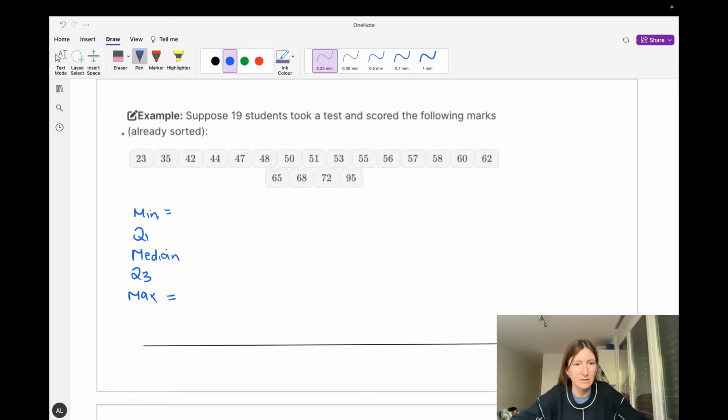Minimum and max, super easy. 23 is my minimum value. 95 is my maximum value. Now, I want quartile 1, median, and quartile 3.